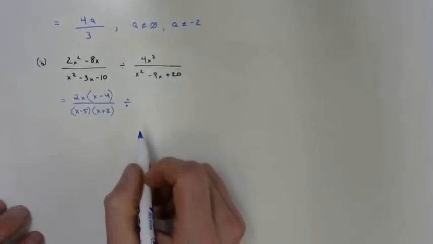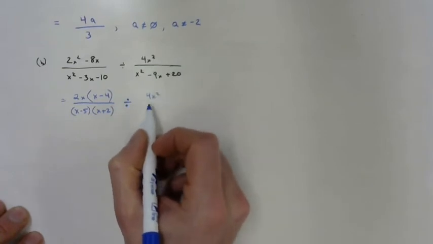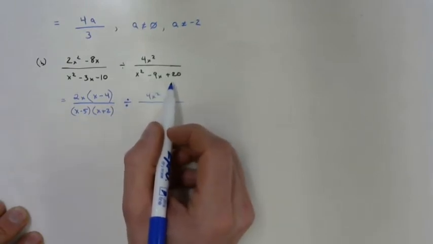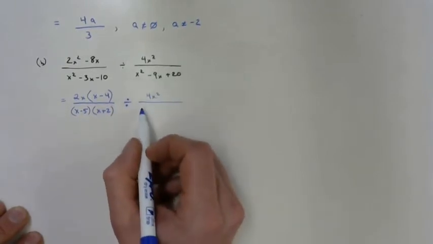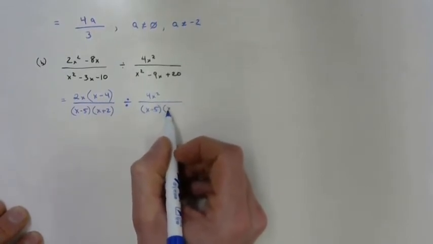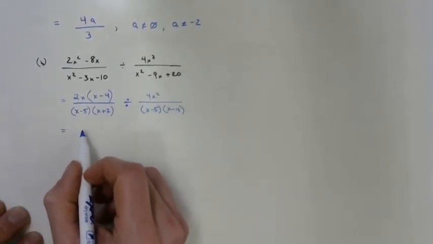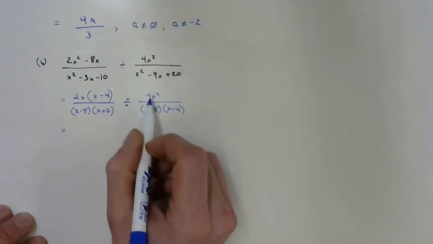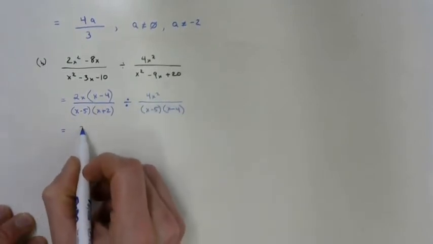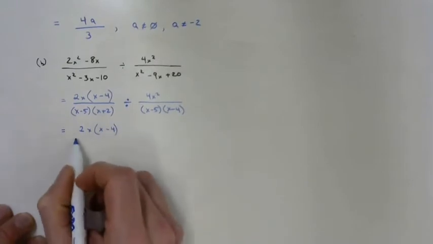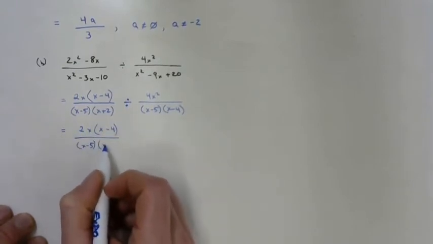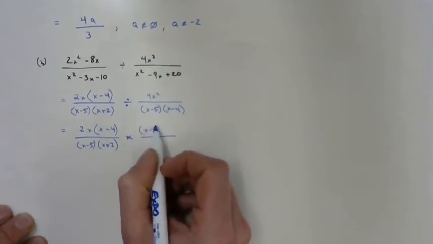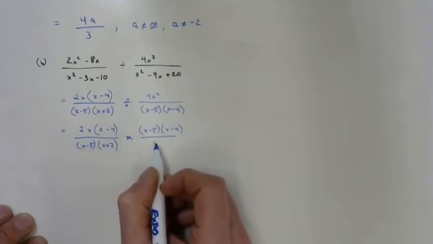We're leaving that division sign in there. 4x squared can't be factored. This guy can be factored. Do it without calling it out, please. Two numbers that multiply to 20, add to -9. And check to see how you did. Now I'm going to copy down the whole thing, but I'm going to flip my second rational expression. So we've got 2x times x minus 4 over x minus 5, x plus 2, times, in the numerator, x minus 5, x minus 4 over 4x squared.